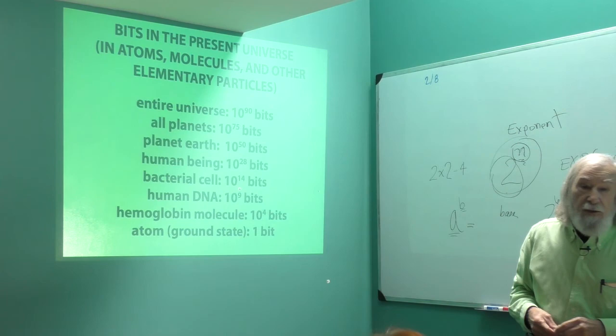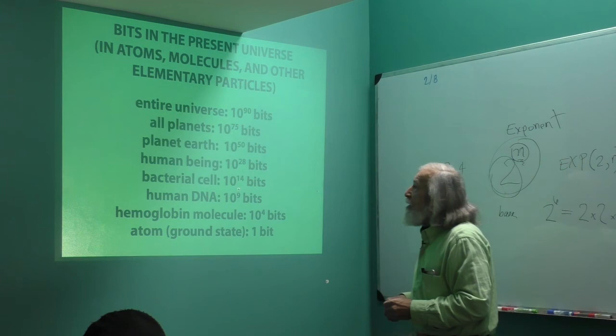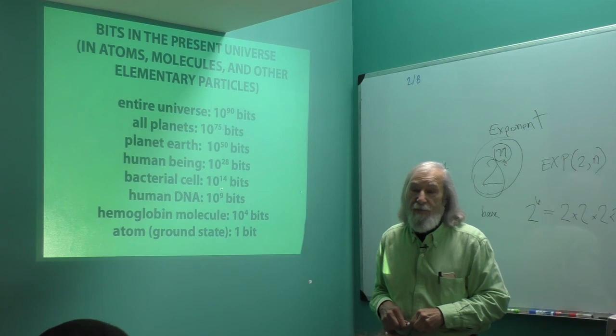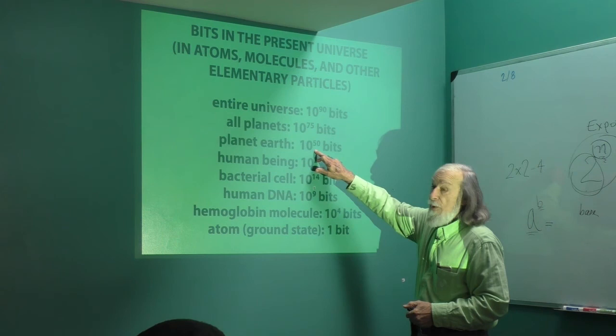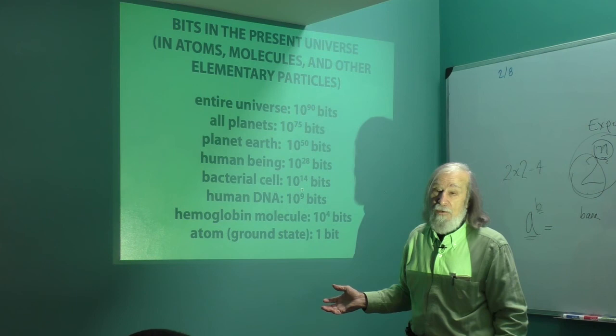So I thought you might like to know about the bits in the present universe. The entire universe that we know of is about 10 to the 90. Now, what does that mean? That means 10 multiplied by itself 90 times. It's a nice way to think about these exponents. When we have very large numbers, we don't want to write all the zeros. It's way too hard to do. So what we do is we write it this way.